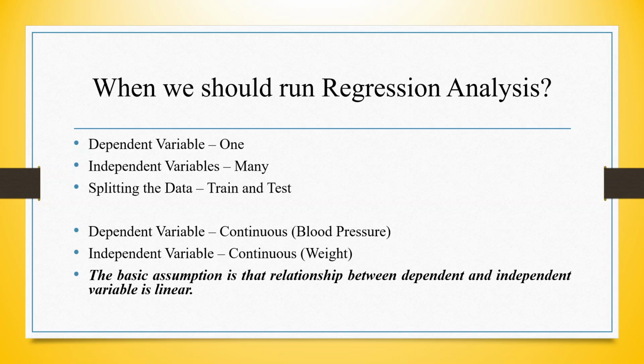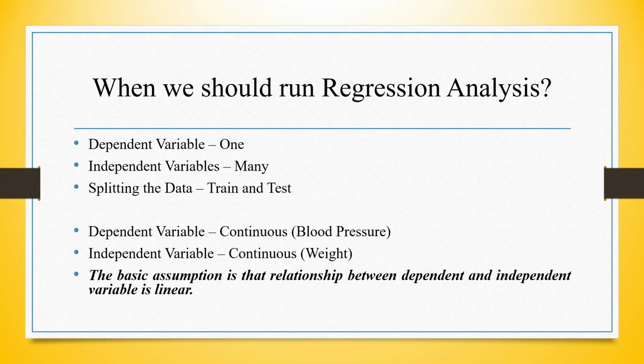In case of regression analysis, we are having one dependent variable and many independent variables. It is necessary that the dependent and independent variable both are on continuous scale. The example of the continuous scale is blood pressure, weight, height. Here, we want to see that with the increase in weight, does the blood pressure of any patient change or not? The basic assumption is that the relationship between dependent and independent variables should be linear.